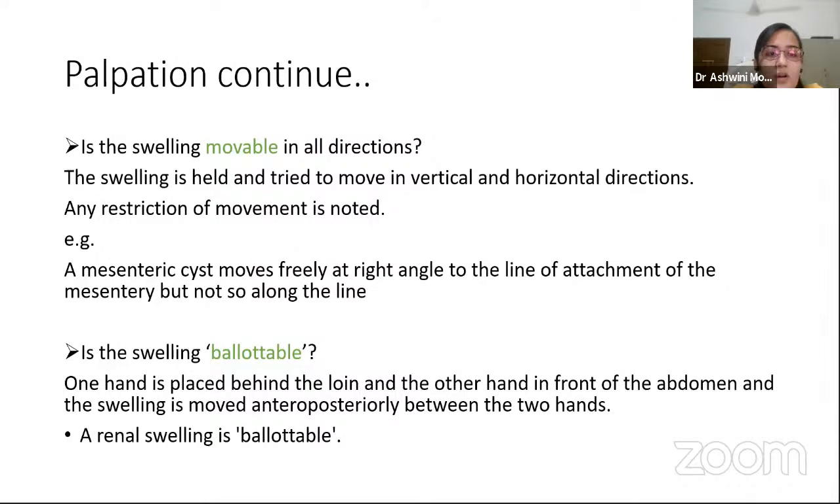Another thing, after a movable swelling, we have to see whether it is a ballotable swelling or not. It is important, as a renal swelling can be ballotable. One hand is placed behind the loin, the other hand is in front of the abdomen, and the swelling is moved anteroposteriorly between the two hands, and in that way we can check for the ballotability of the organ.